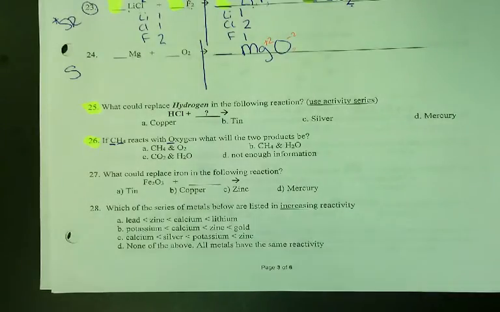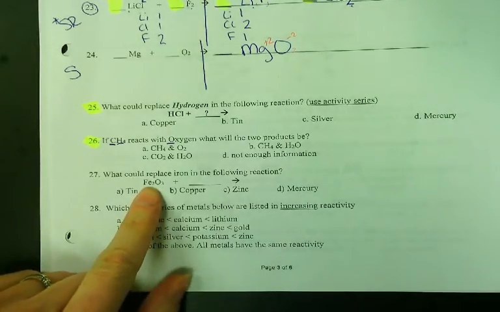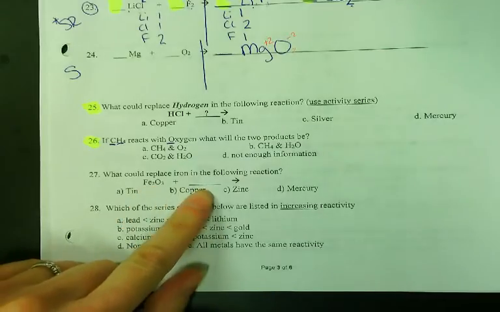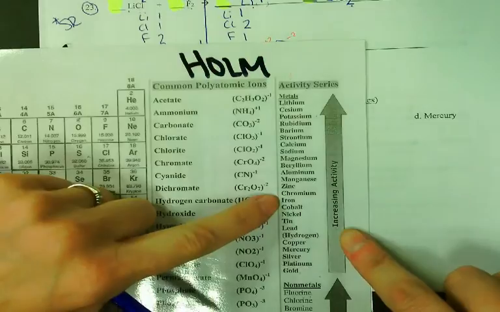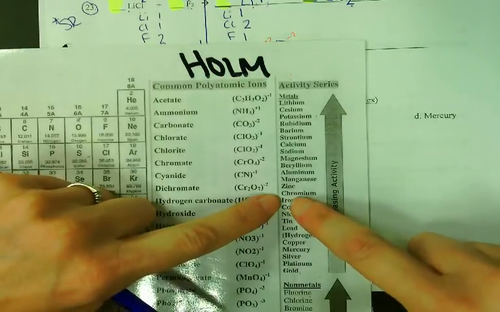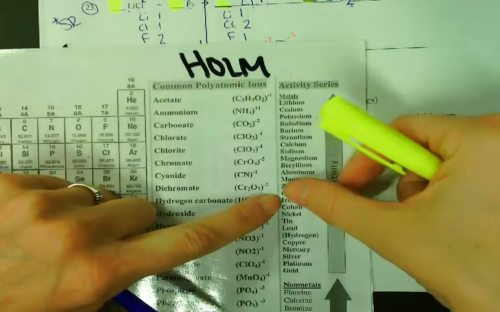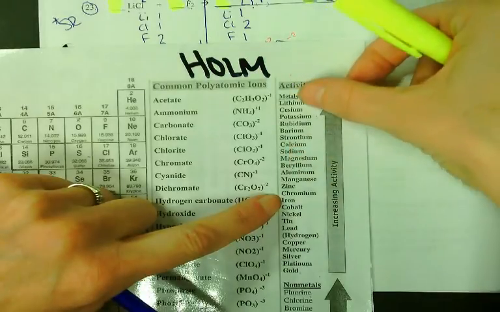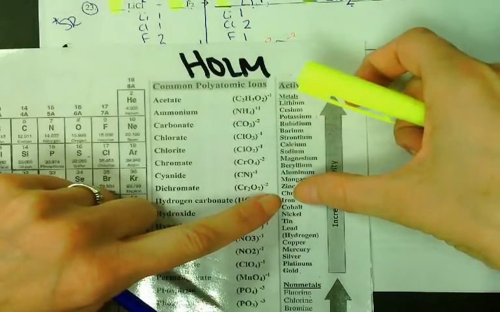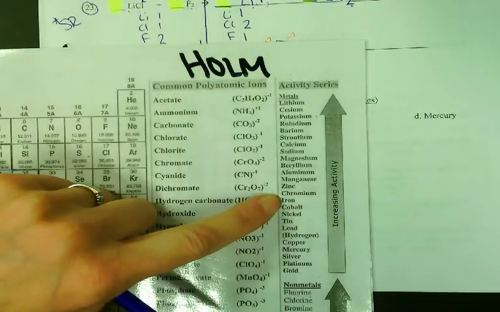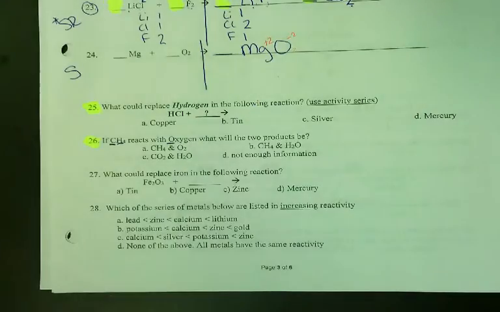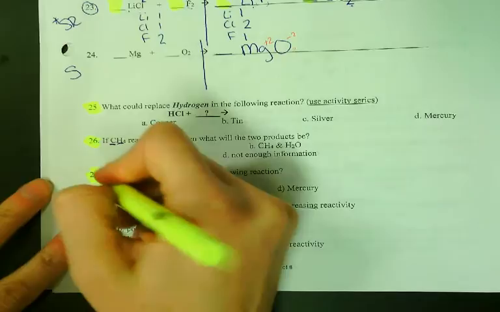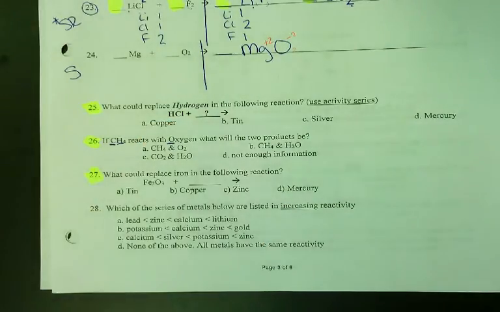What could replace iron in the following reaction? This is the same thing as 25 with a different element. They're saying if you have iron 3 oxide, Fe2O3, plus blank, what could possibly replace that? So you need to come here and find iron. Iron replaces everything below it, and it is replaced by anything above it. So lithium can steal iron's girlfriend. It can replace it. Gold cannot take iron's girlfriend. So use this activity series and go ahead and answer question 27 on your own.